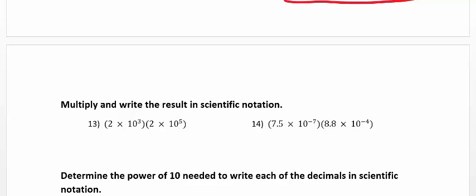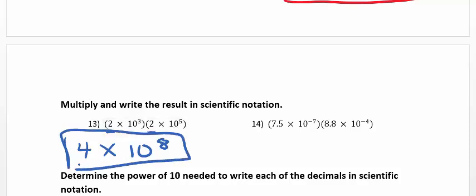Now we're going to multiply and then write the answers in scientific notation. So we can go ahead and multiply the 2 and the 2 and get 4. And then with 10 to the 3rd times 10 to the 5th, we just need to add the powers. So that's going to be 10 to the 8th. This is already in scientific notation because the first number is greater than or equal to 1 but less than 10. And so our answer is 4 times 10 to the 8th.